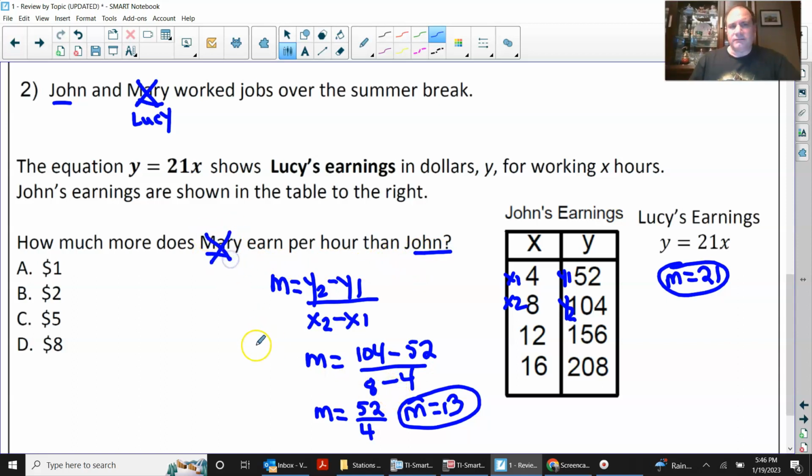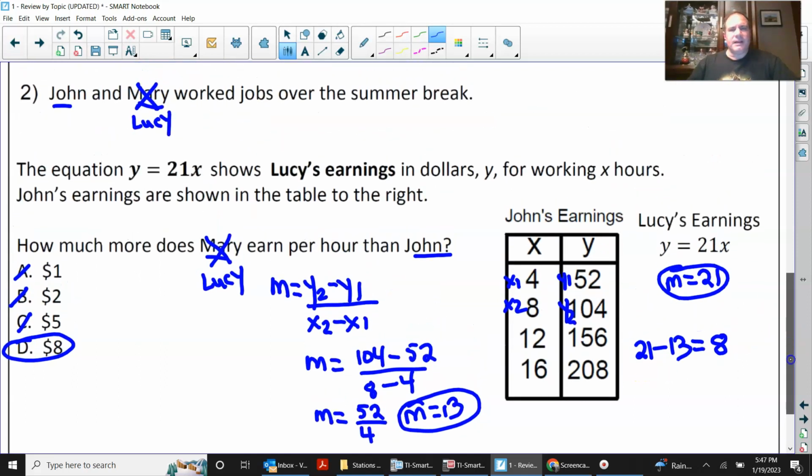Mary, you're gone. Lucy, how much more does Lucy earn than John? Okay, so Lucy is 21, John is 13. So we're going to get 21 minus 13 together, and it's not $1, it's not $2, it's not $5. It is $8. That's how you do that one.